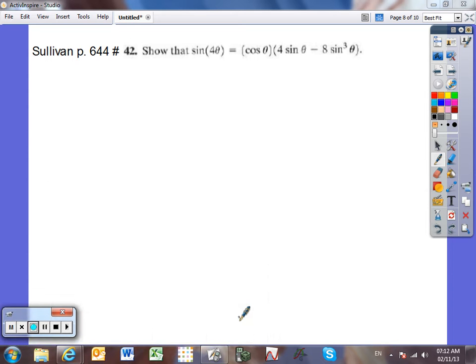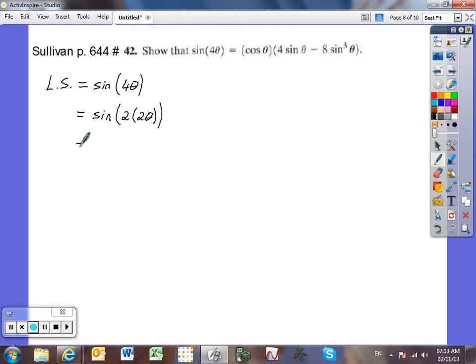Okay, we've just got three more identities that we need to have a look at. In this one, we're working with the expression of sine of 4 theta. And I notice that 4 theta is expressible as 2 times 2 theta. In other words, this is a double angle. It's double of 2 theta. So let's apply the sine of a double angle formula.